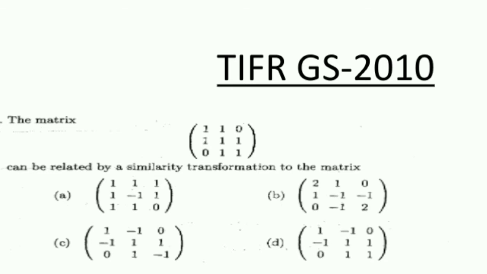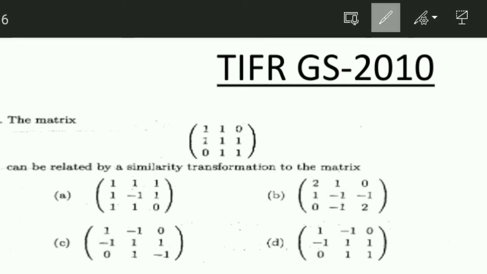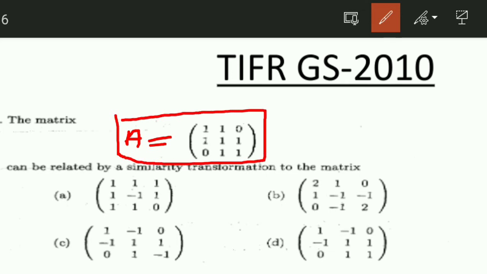In this particular problem, we are given this matrix, let's say this is matrix A. We have to find out, of these four matrices, which matrix is related to the above matrix A through a similarity transformation.